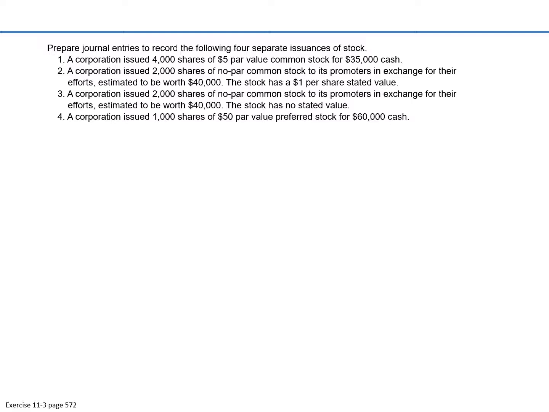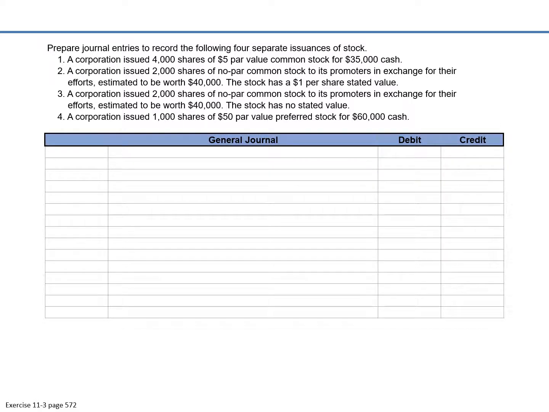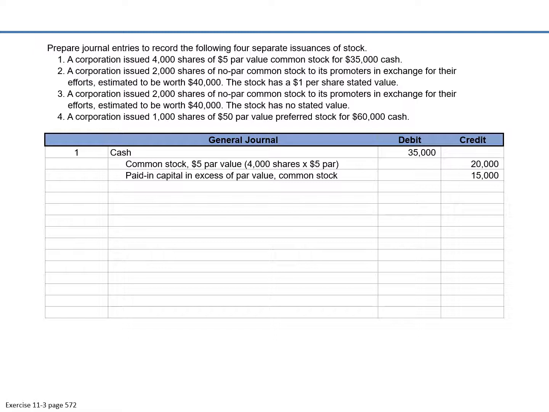All right, exercise 11.3. Prepare the journal entries to record the 4 separate issuances of stock. In number 1, the corporation issues 4,000 shares of $5 par value common stock for $35,000 cash. So we're going to debit cash for $35,000. We're going to credit our common stock for the par value, $5 times 4,000 shares, or $20,000. And then the difference is our paid in capital in excess of par, $15,000.